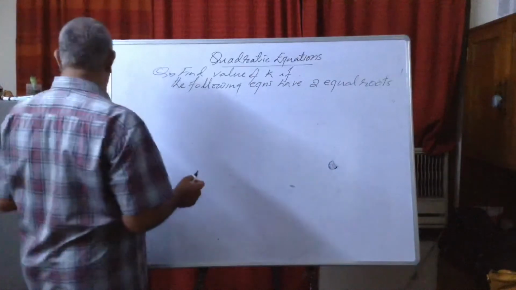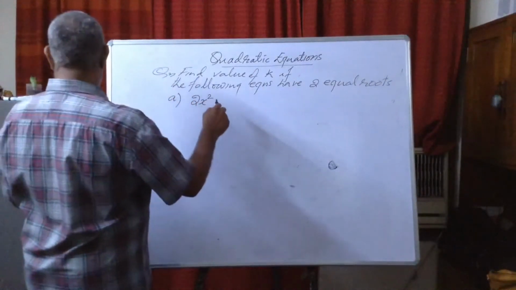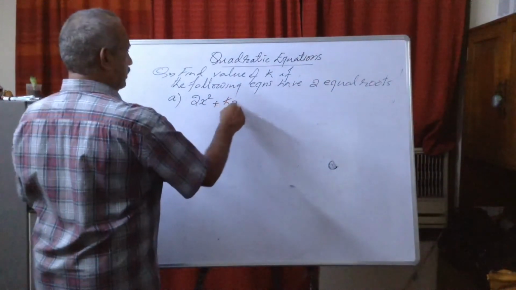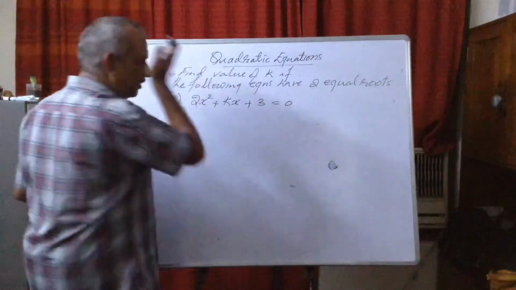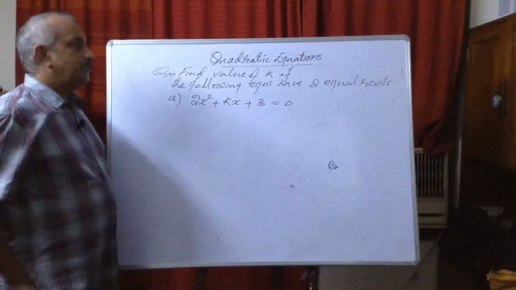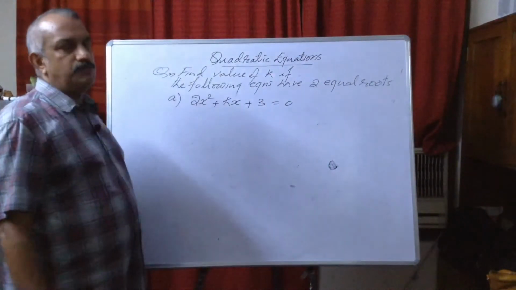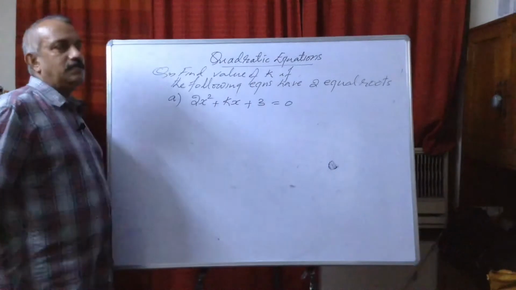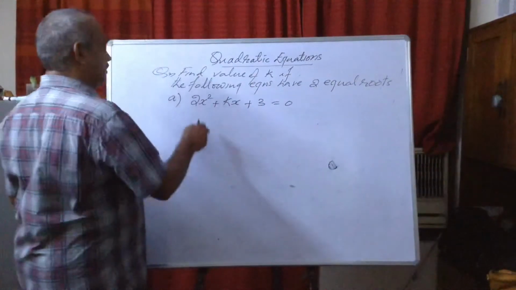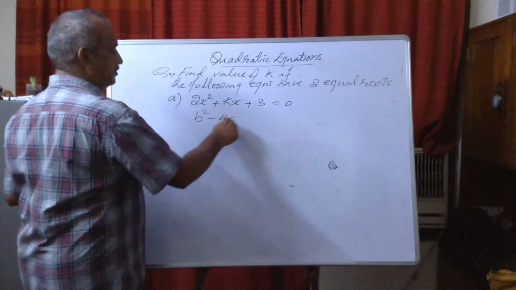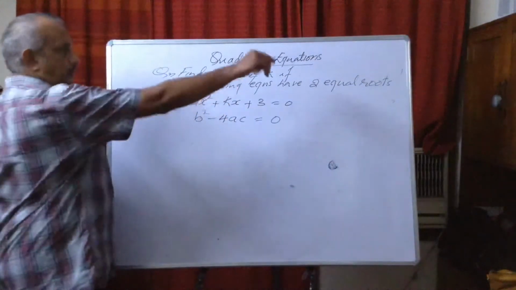Book question only. See, the first one is 2x square plus kx plus 3 is equal to 0. So, what is the condition? Two equal roots means b square minus 4ac should be equal to 0. So, we will get a linear or quadratic equation, we will solve it, you will get the answer. See, b square minus 4ac is equal to 0. Why? Because two equal roots.